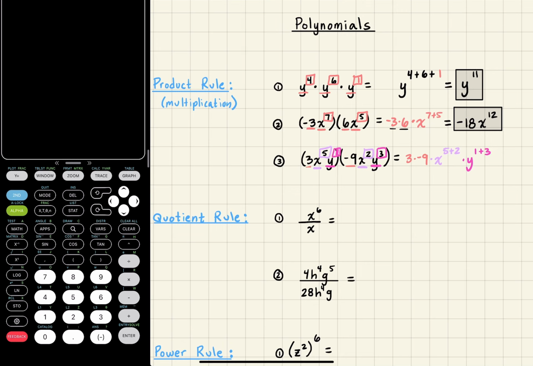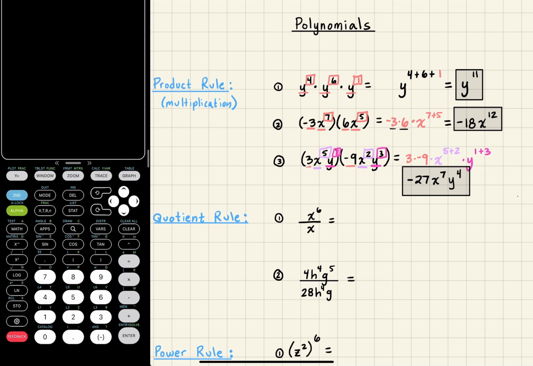And this final answer would be 3 times negative 9, that's negative 27. X to the 5 plus 2 is 7. And y to the 1 plus 3, that's 4. Okay, so examples of the product rule there. The main takeaways for the product rule are leading coefficients, you just multiply together like normal. And for the variables, you keep the base the same, and you add the exponents.